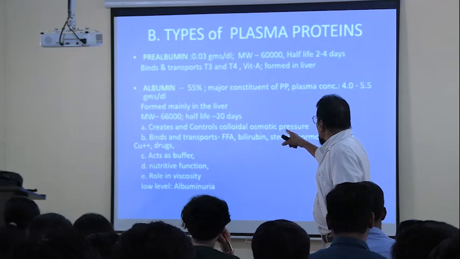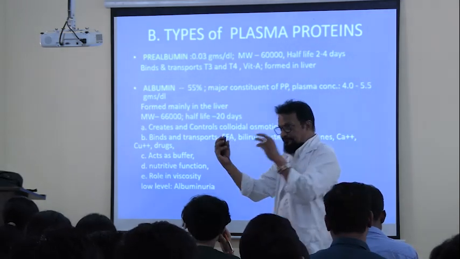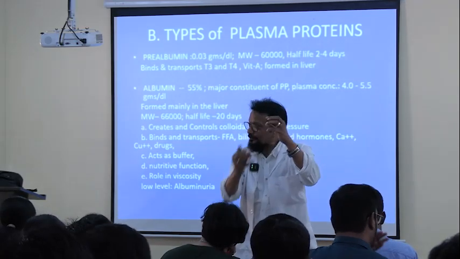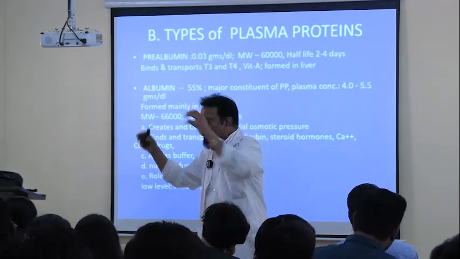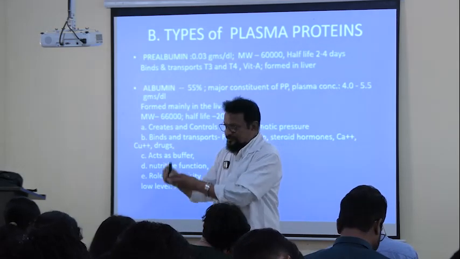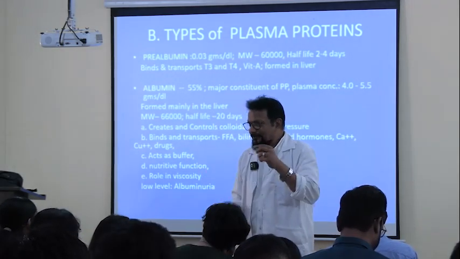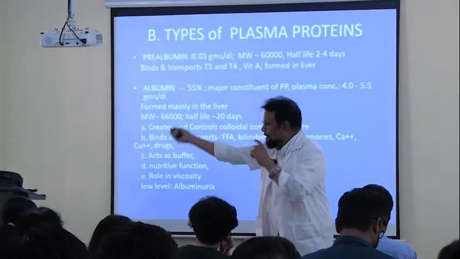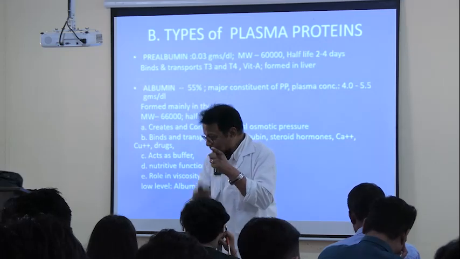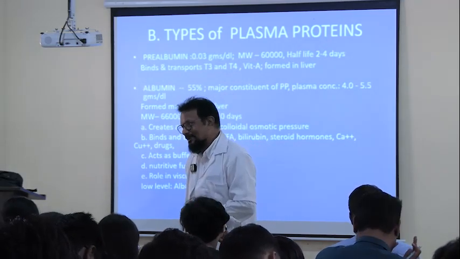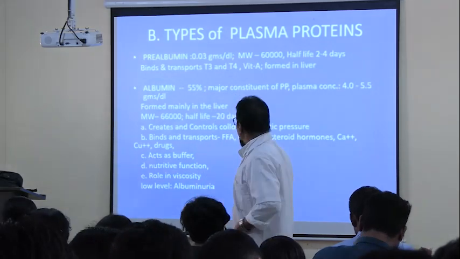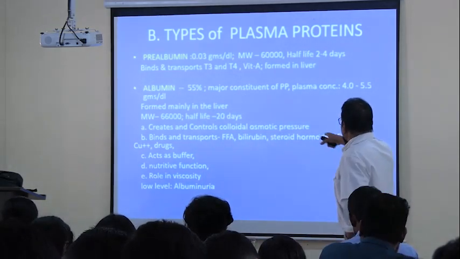Next, it binds with something and transports it from one place of the body to another. For example, iron. Iron is carried from the intestine to the liver, and from the liver it is sent to the bone marrow. For this transportation they require plasma protein, and they will take the help of albumin. In that way, albumin binds and transports.